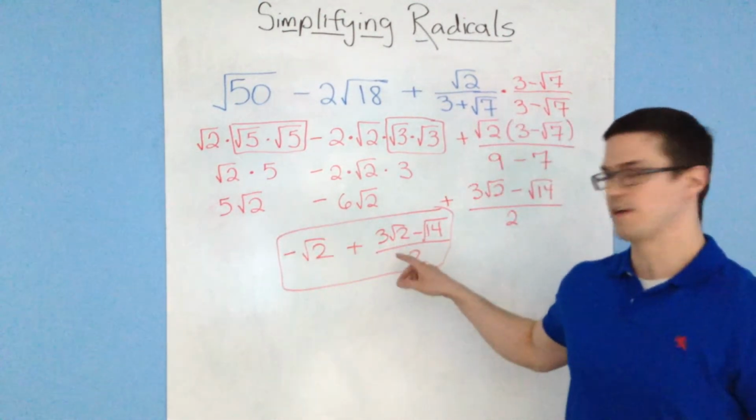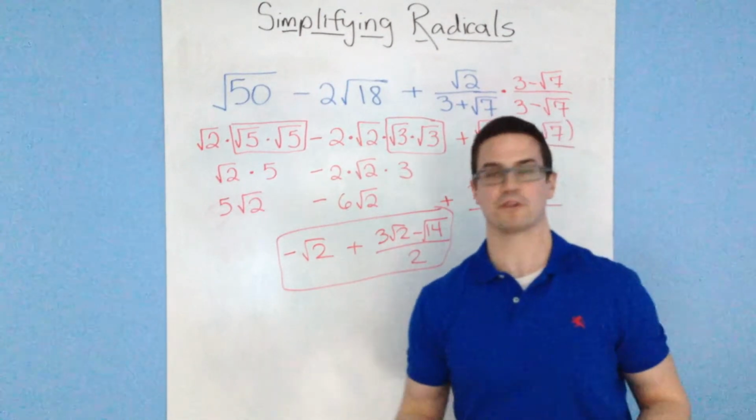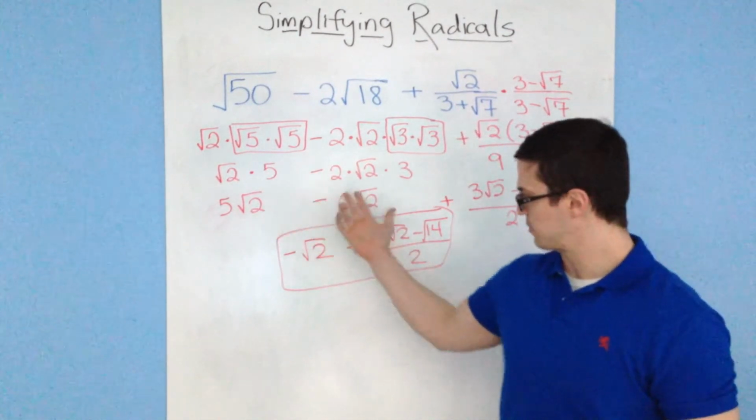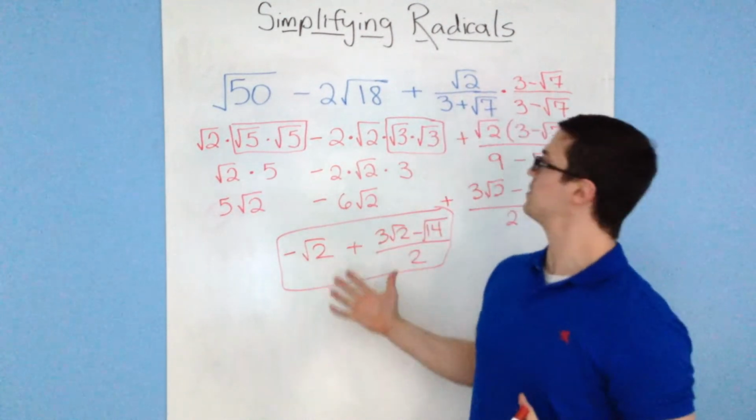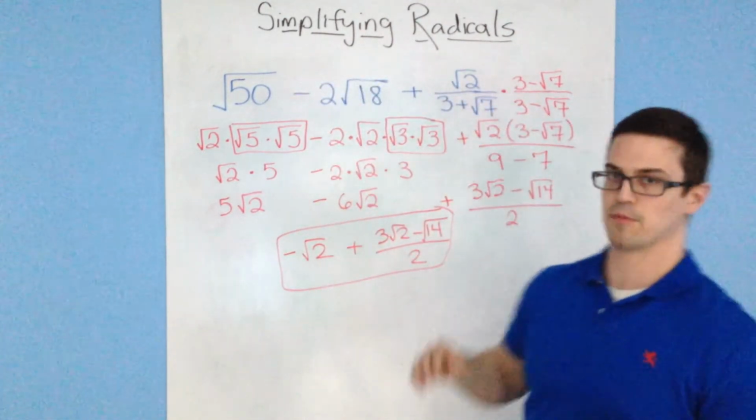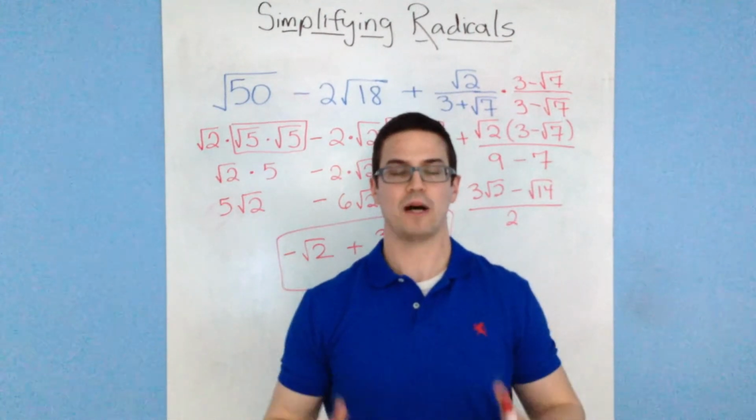The radicals can't be broken down. They have no perfect square factors. All the like terms are combined. There are no radicals in the denominator. So this would be completely simplified from this big problem up here. If you have any questions about this, let me know.